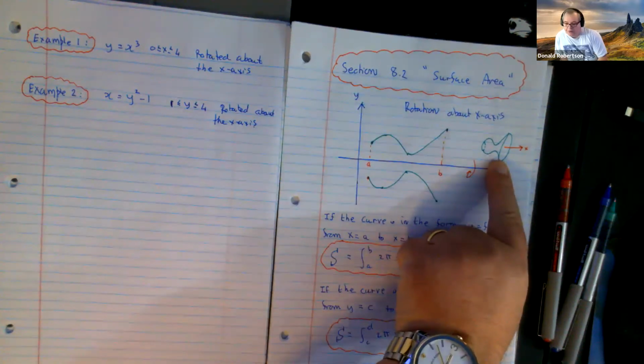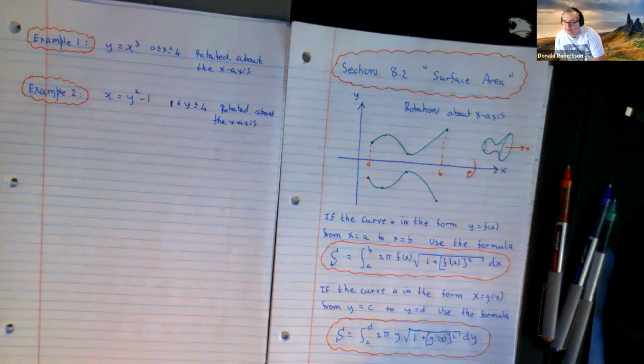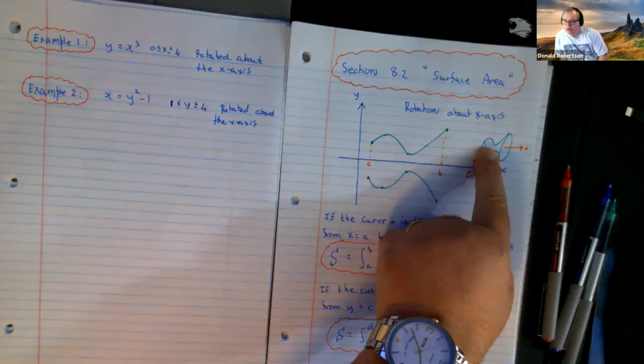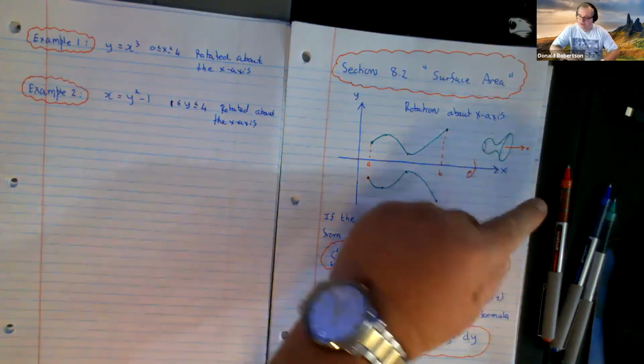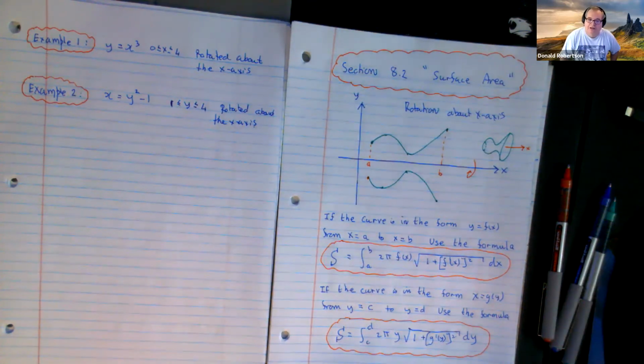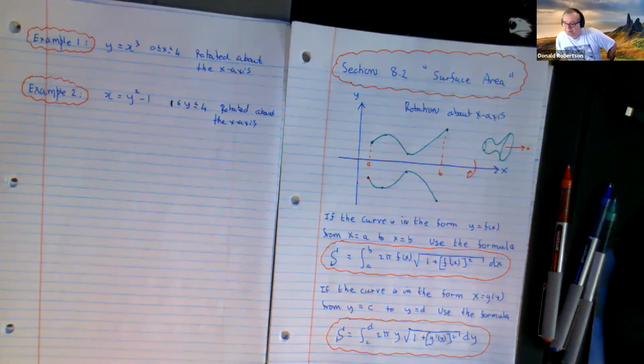So can you imagine this curve here being rotated about the x-axis? Wouldn't it look something like the pawn on a chessboard? That would be my description of that shape. We are not going to find the volume of that 3D shape. We are going to find its surface area. So can you imagine how many square inches it's got on the outside? Just the surface. It's called the surface area. And we are going to find it.